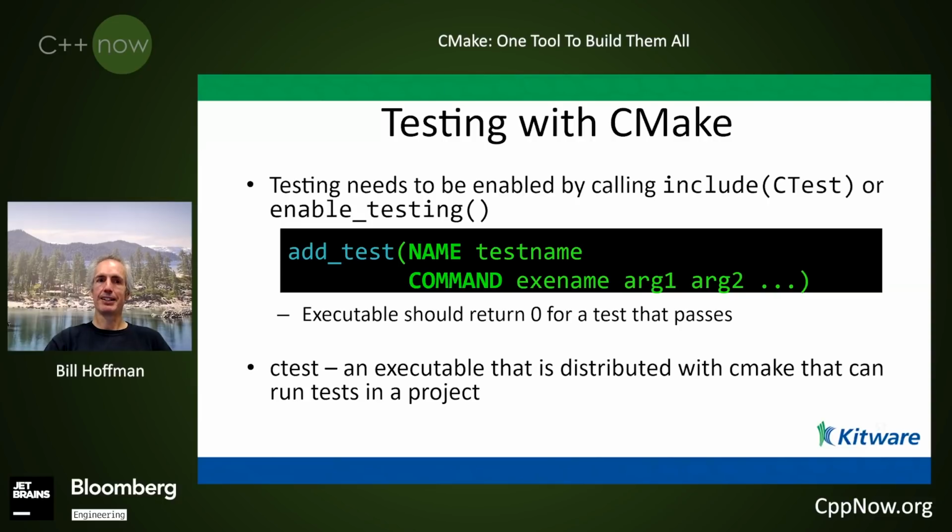Testing within CMake. Testing is an integral part of any build system, I would say, or any system. Testing needs to be enabled by including CTest or calling enable_testing. Once it's enabled, you can say add_test, give the test name, and run some command. The executable should return 0 for a test that passes. So a very simple testing system. CTest is an executable distributed with CMake that's able to run these tests.